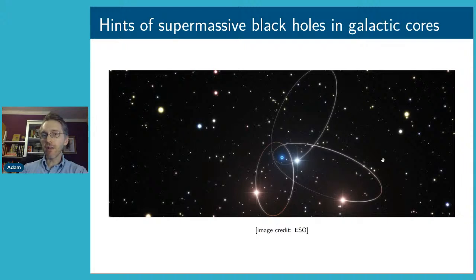So based on the path these stars are taking, we think that there's an incredibly massive black hole at the center of the galaxy. And in fact, we think that almost every galaxy has a supermassive black hole at its center.